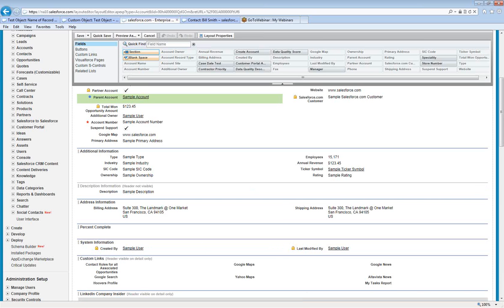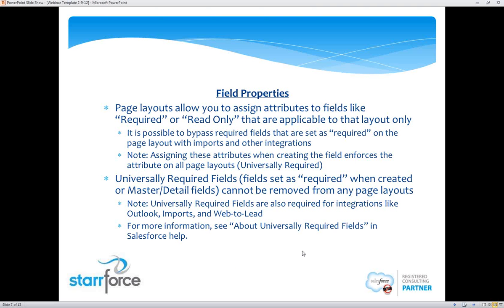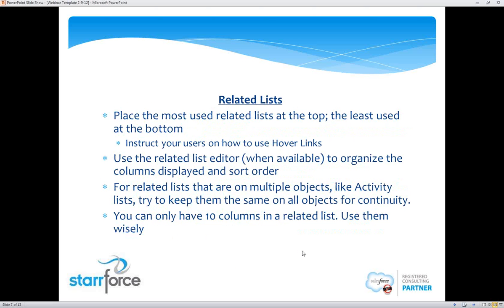Okay, so let's go ahead and move on to our next subject here, from the field properties to the related lists. So you want to place your most used related list at the top, least used at the bottom. And so then it makes it just that much easier to find the data you're looking for. And you can also show your users how to use the hover links, especially on mobile computers, laptops. Makes it really nice using those hover links, and we'll go into those in a minute.